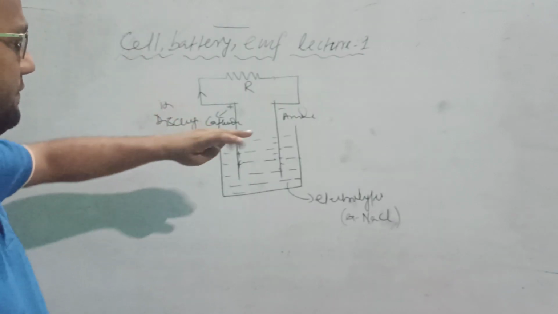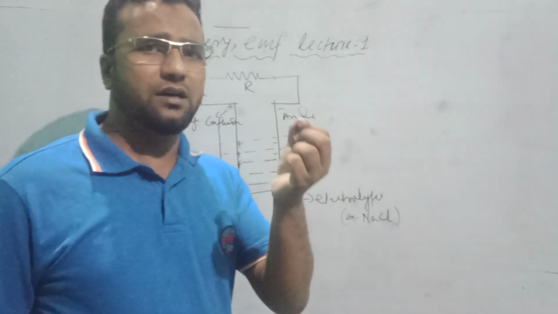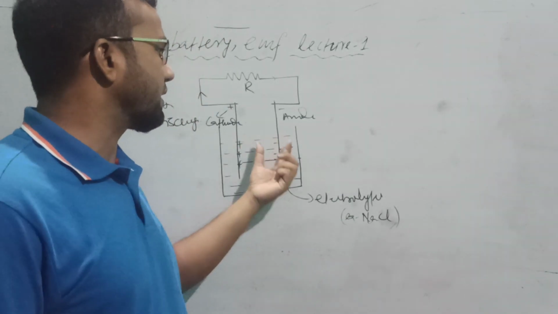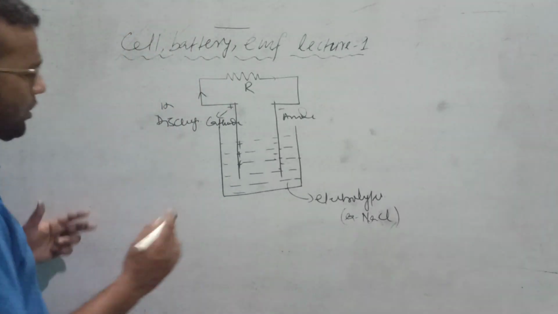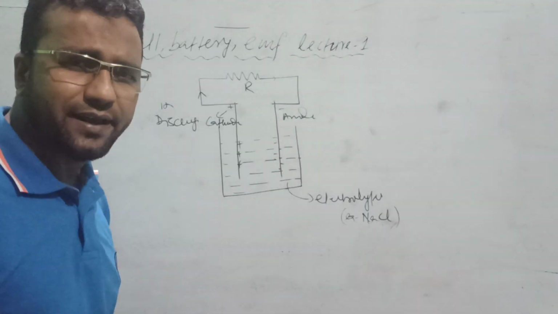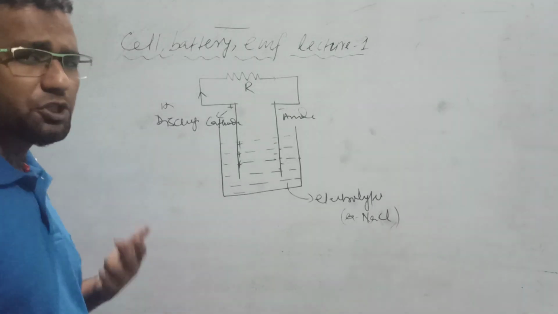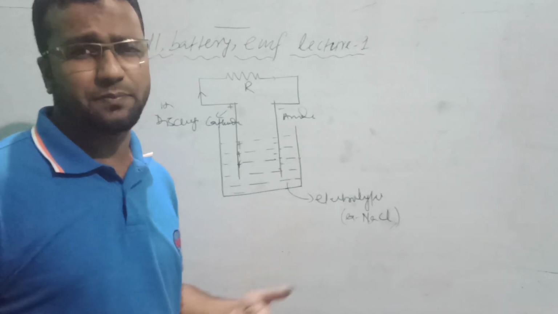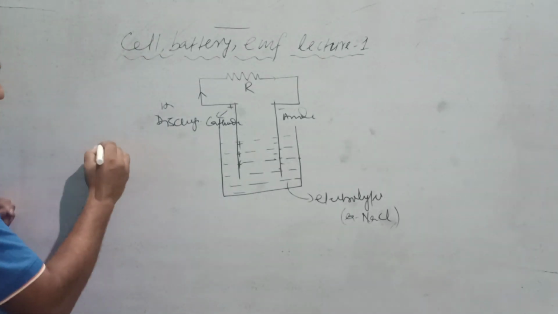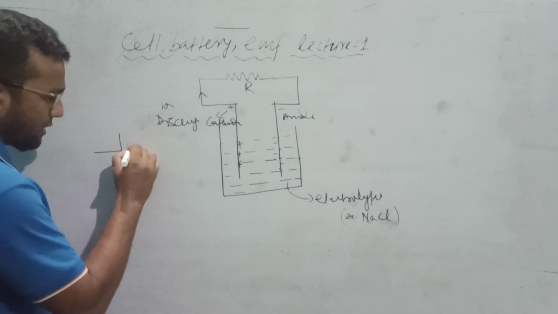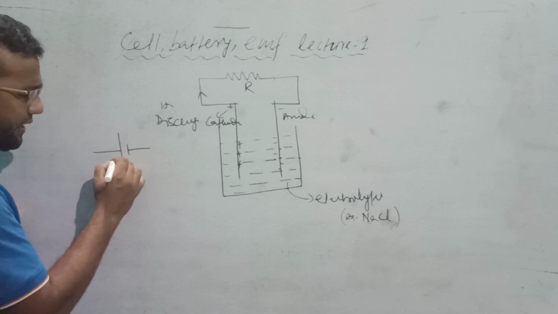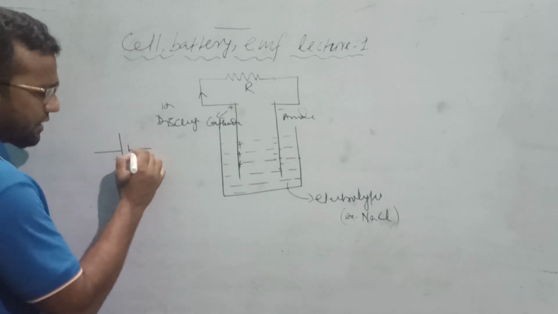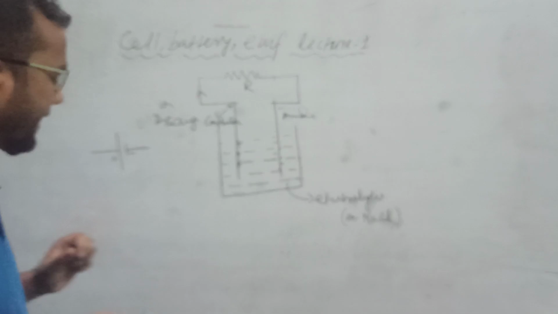This is the very basic concept regarding this cell, also known as electrolytic cell. What is the symbol of this cell which we can use during the solution of some numericals and explanation of some theories? We can write it simply by drawing a long line and a short line. The long line indicates positive and the short one is denoted by negative.